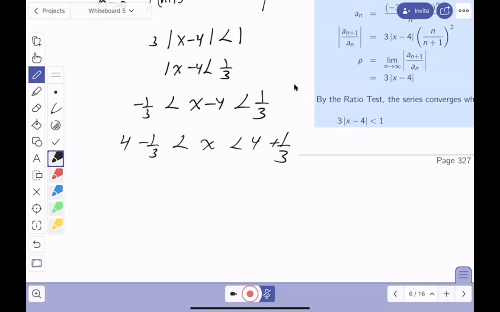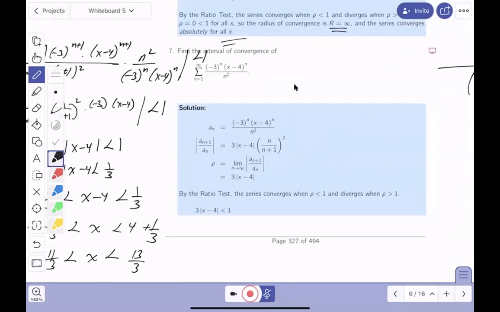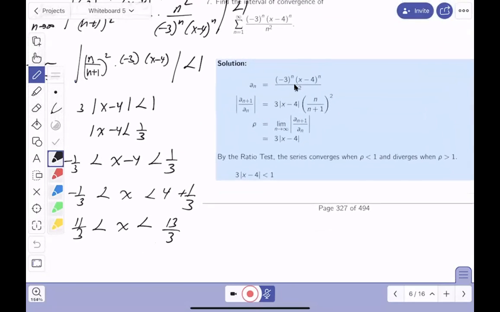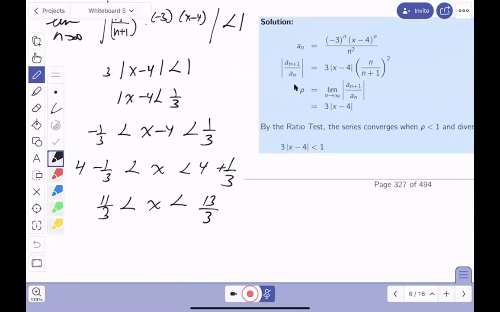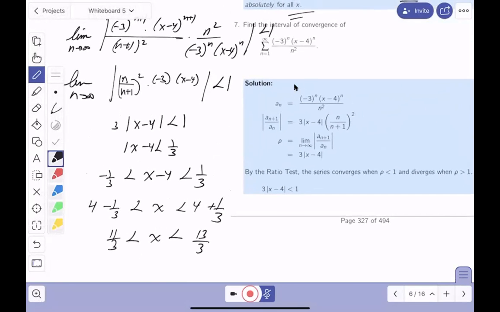What do you get over there? Well, let's see. That would be 12 minus 1, 11/3 x. And that would be 12 plus 1, 13/3. All right, now certainly, I make sure you understand the question of interval convergence. So I got to test this out, and I'm testing at 11/3, right? And again, the series is up here. All right, so I'll write this down.